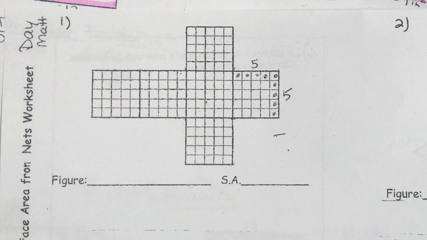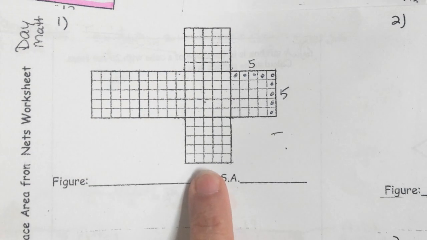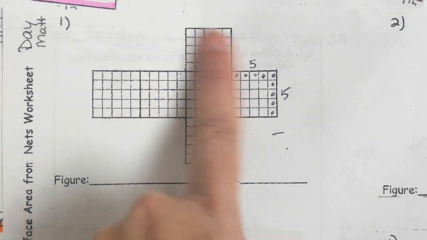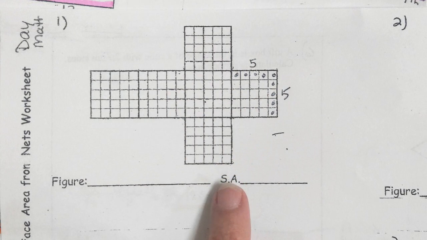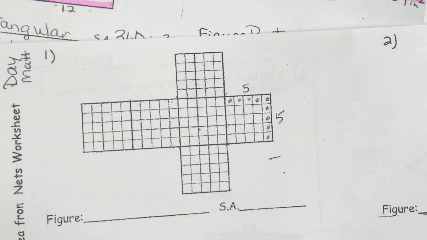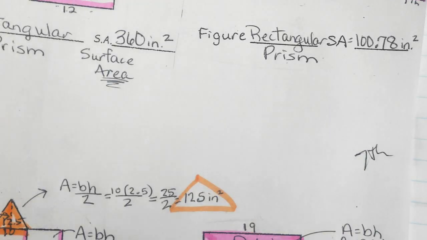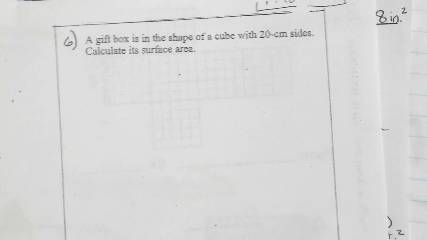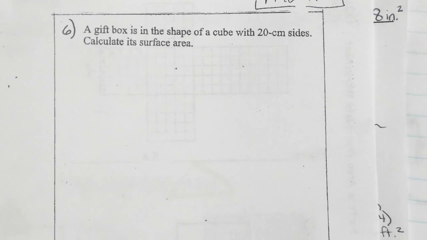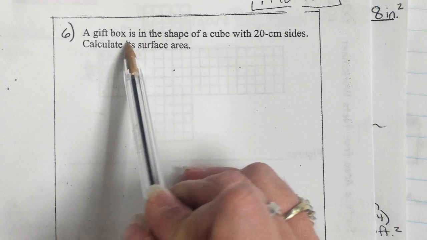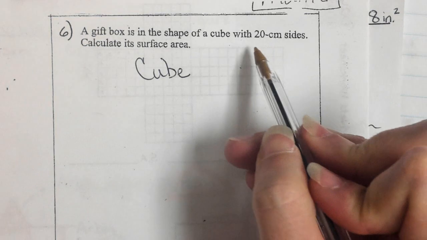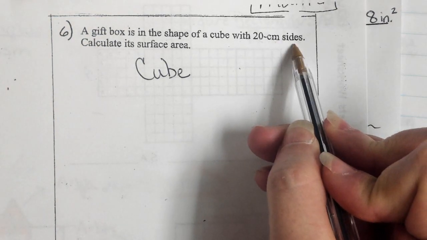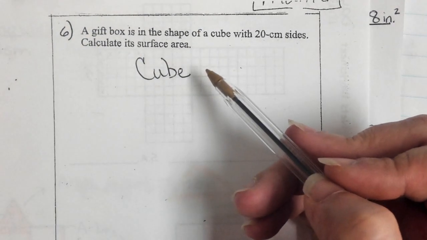Okay. The other one is this. Now, let me go back. What shape is that? Square. All those shapes together are a cube. Because in a minute, you'll figure out they're all 5 by 5. Do not walk in without this done tomorrow. Flip it over to number 6. A gift box is in the shape of a cube with 20 centimeter sides. Calculate its surface area.